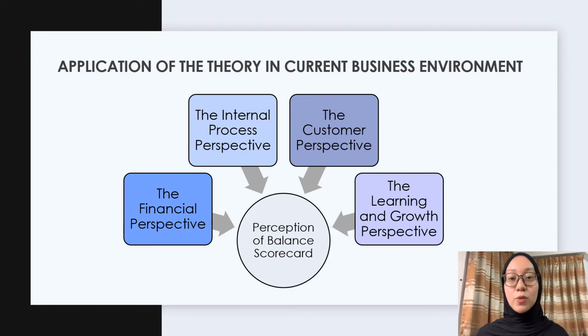So I will proceed to explain the application of the balanced scorecard theory in the current business environment.